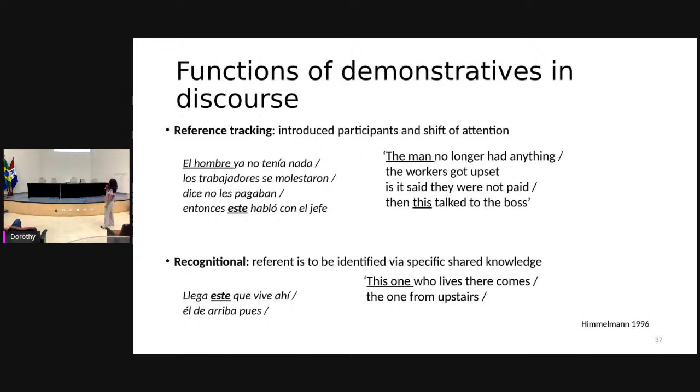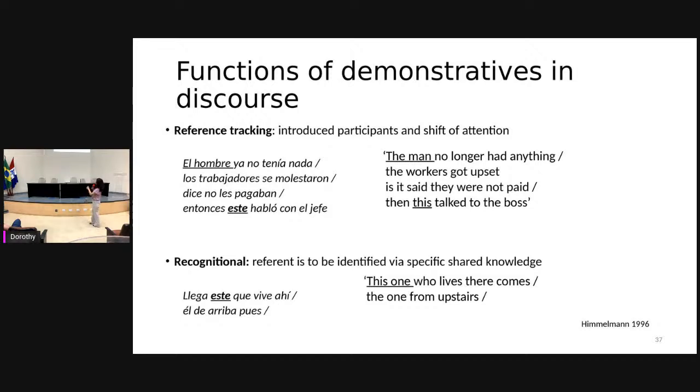And the last one is the recognition use. This is the most important one. It is the source of the hesitator. Here, the reference is being identified with specific shared knowledge. You assume you and your interlocutor both know. For instance, if you say "y llega este que vive ahí," that is enough if the other person knows who lives up there. That should be enough.